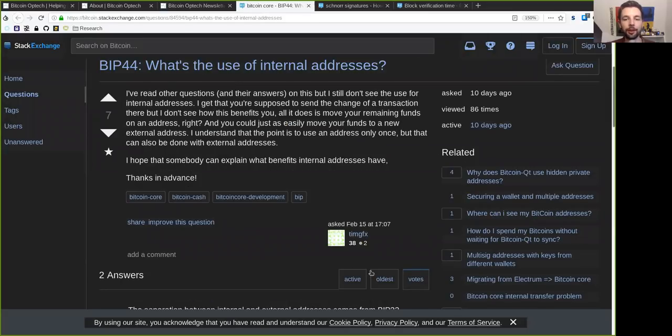Now let's jump into the question here, asked by Tim GFX. I've read other questions and their answers on this, but I still don't see the use for internal addresses. I get that you're supposed to send the change of a transaction there, but I don't see how this is beneficial. All it does is move your remaining funds to an address, right? And you could just as easily move your funds to a new external address. I understand that the point is to use an address only once, but can this also be done with external addresses? I hope that someone can explain what benefit internal addresses have.